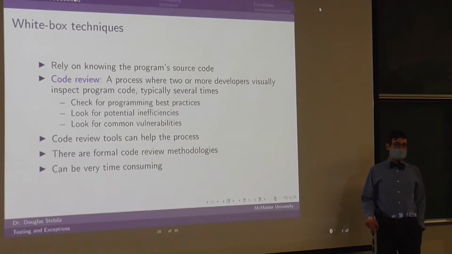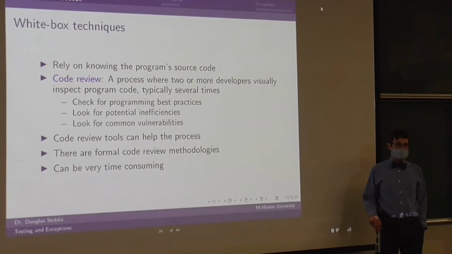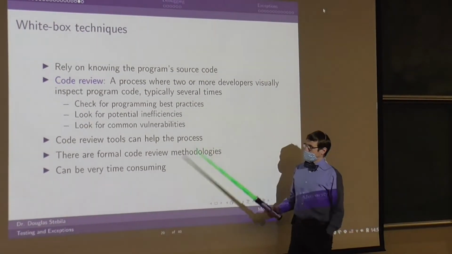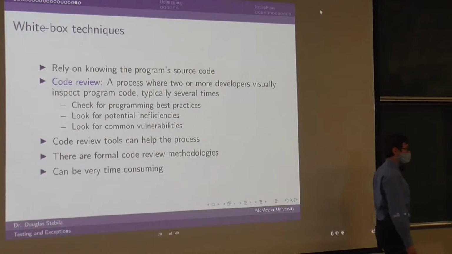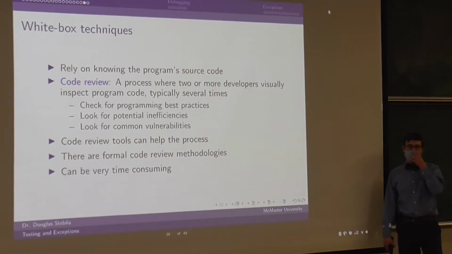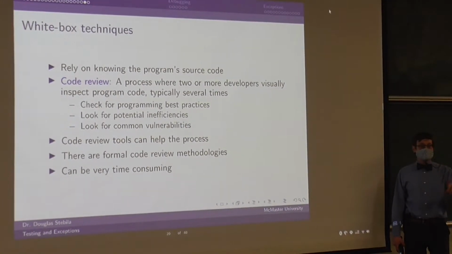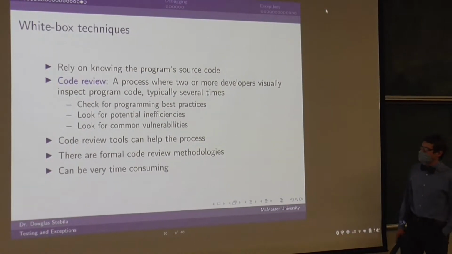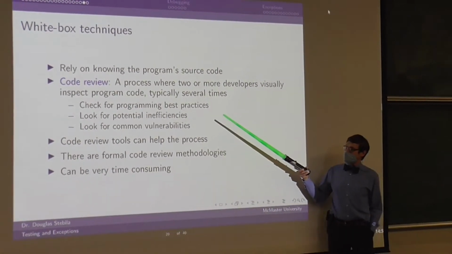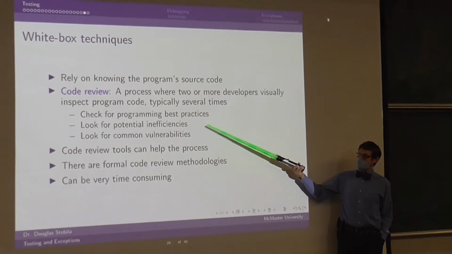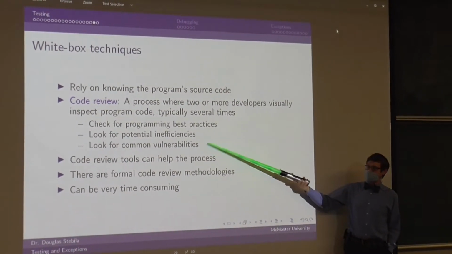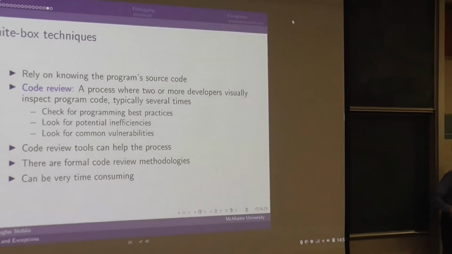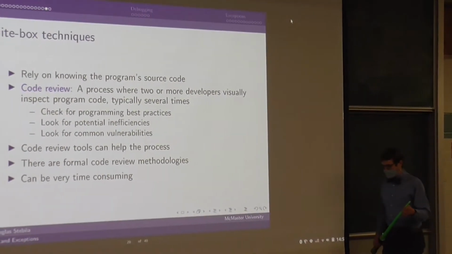Generally speaking, it'll be more senior people, more experienced people who are reviewing code, right? They'll be checking for a bunch of things. Basically, they'll be checking to make sure that you've programmed exactly like they would have programmed it. They'll be checking for things like best practices, potential inefficiencies, and common vulnerabilities. Like, for example, best practices.